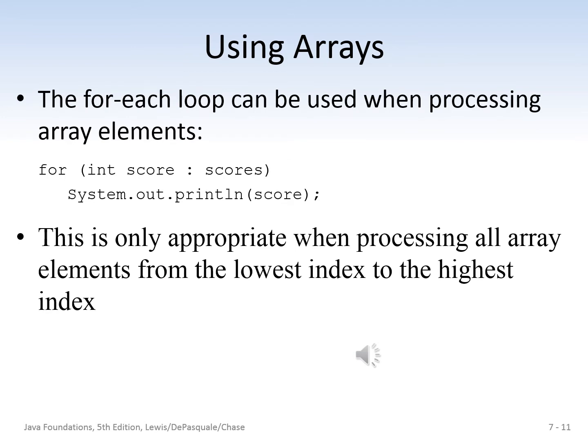As you already know from being pounded with this information in the prerequisite course for this course, for loops and arrays go together like chocolate and peanut butter. That was a commercial from my generation. But yes, for loops are perfect for processing arrays. This for loop, for int score : scores, System.out.println(score), is only appropriate when processing all elements from the lowest index to the highest index.